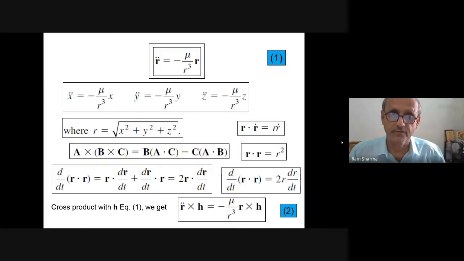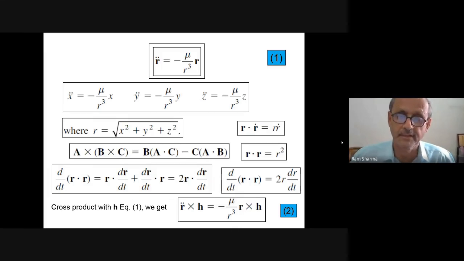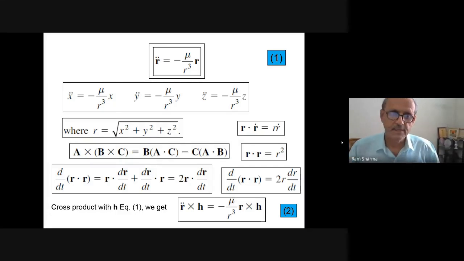So you see the first equation. This is the vector equation. You can write three equations in Cartesian form: x double dot is equal to minus mu by r cubed times x, like that. And r you can write, and r dot is r dot. Now we will use this. Everything is vectors there. Normally mathematicians are good in vectors, so we don't have to worry.